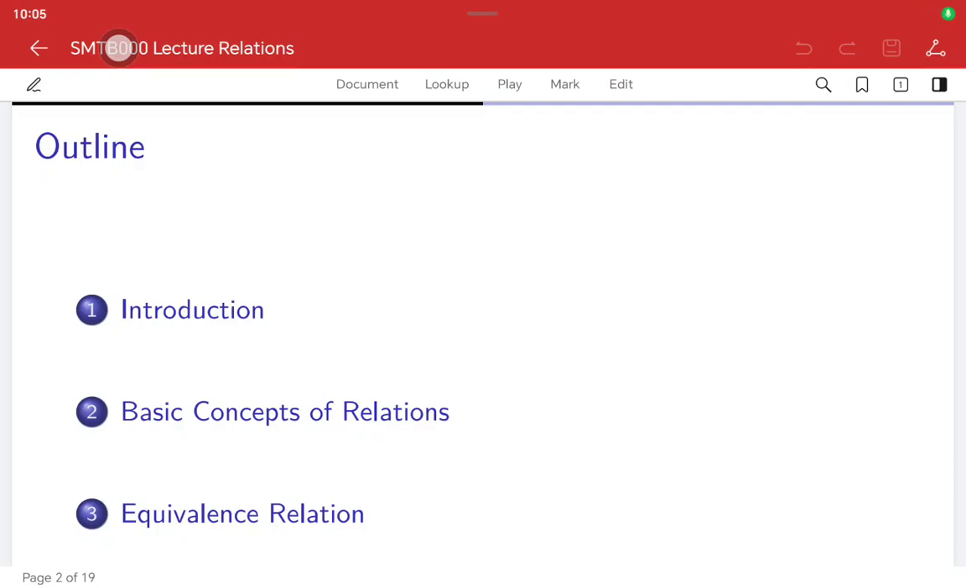We must look at reflexivity for that set. We must look at symmetric, and we must look at transitive. I'm sure we know this. How to define a relation.